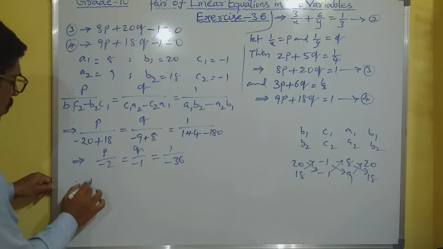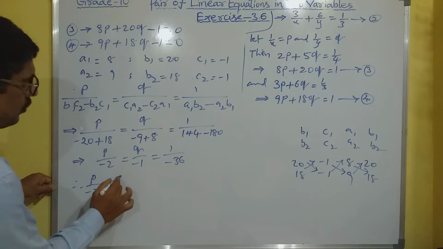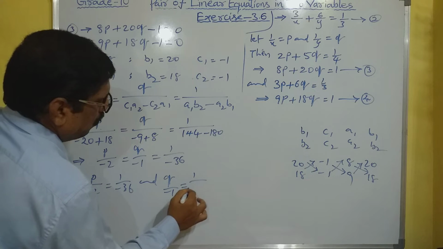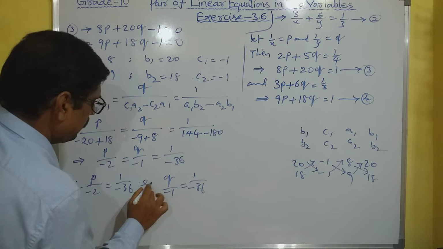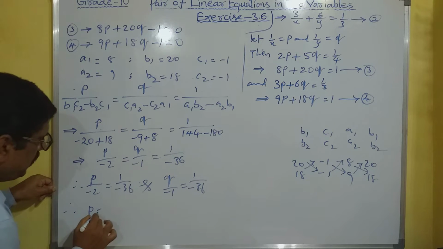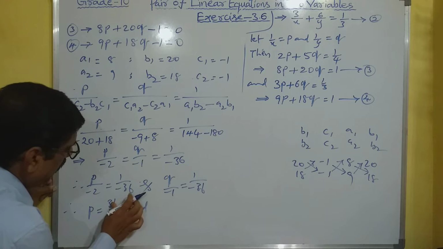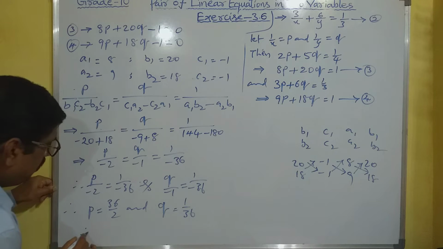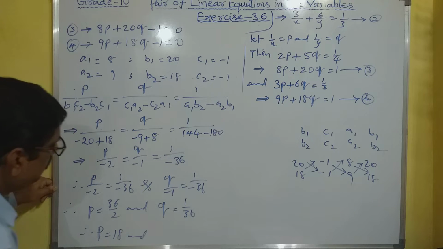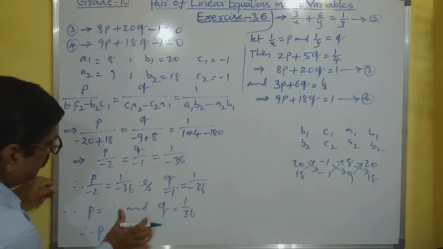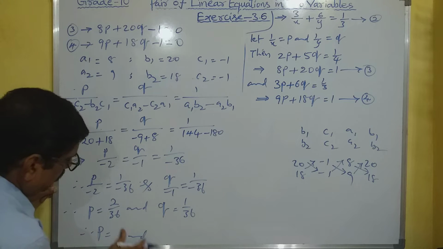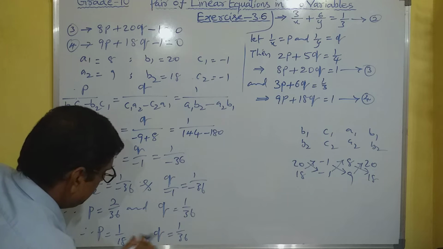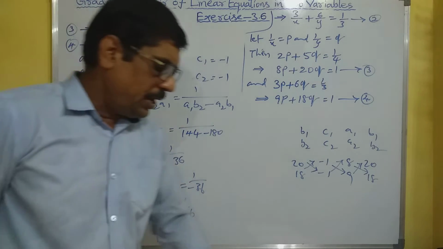Therefore, p by minus 2 is equal to 1 by minus 36 and q by minus 1 is equal to 1 by minus 36. Therefore, p is equal to 2 by 36 and q is equal to 1 by 36. That is, p is 1 by 18 and q is equal to 1 by 36. These are the values of p and q.